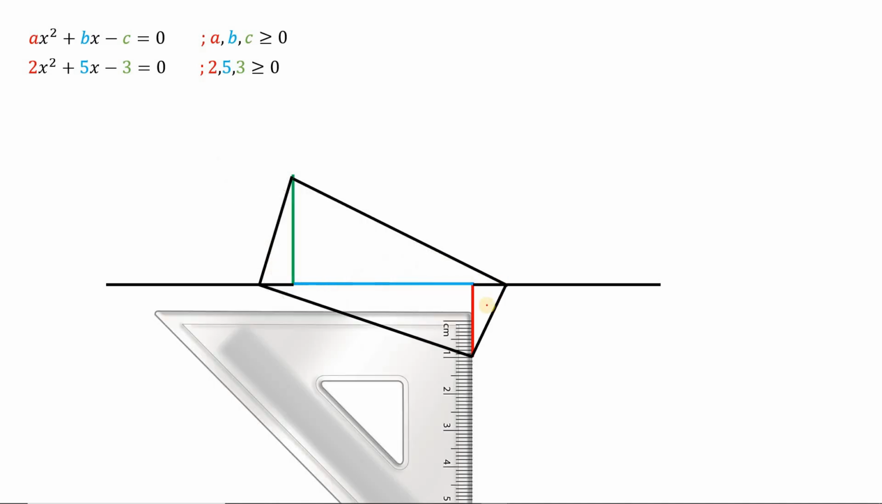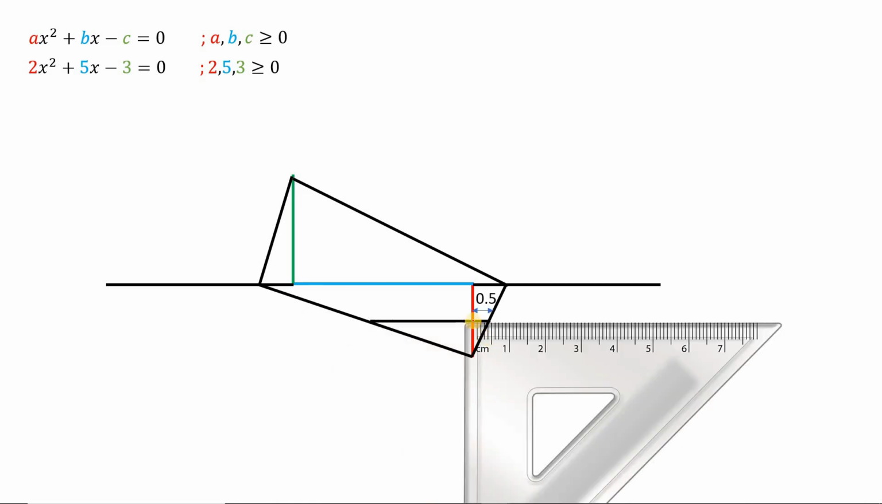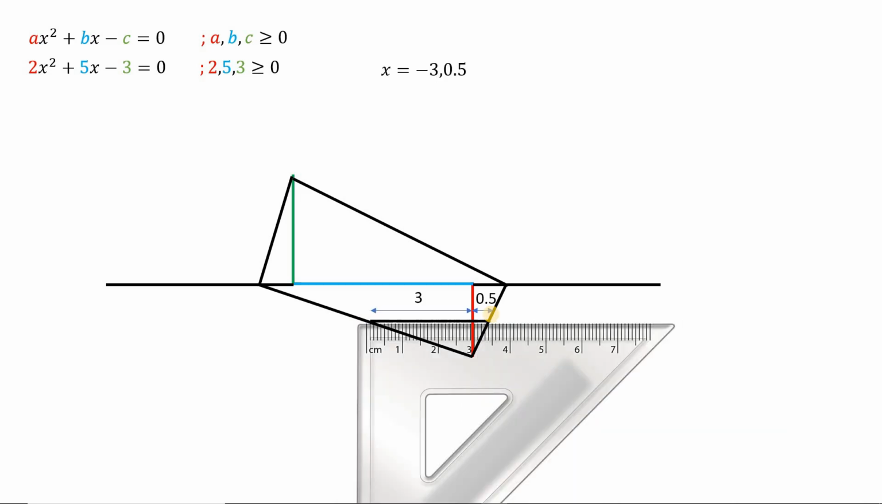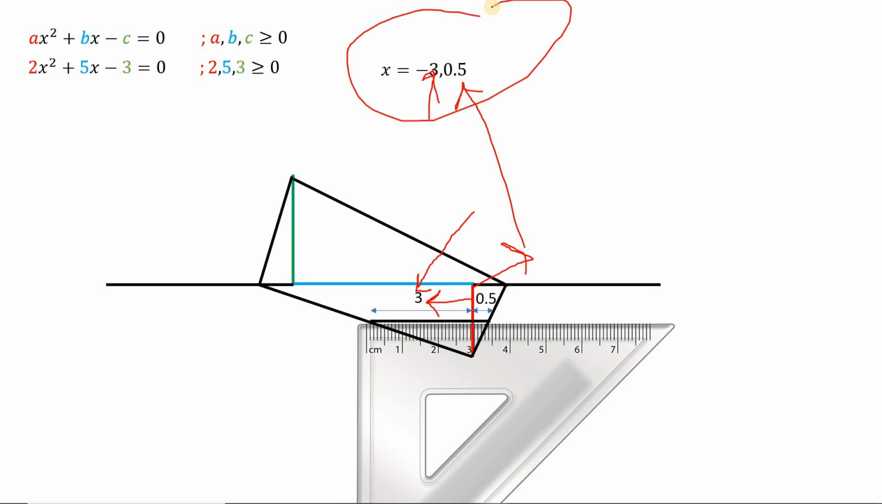Then we mark a point at a distance of 1 unit from the end of this red line. Then we draw a horizontal straight line like this. Then let's measure the two distances. This distance is 0.5 and this distance is 3 units. Now as you can see, this length of 3 is on the left side of this red line, hence it is negative, and this 0.5 is on the right side of this red line, hence it is positive. So these are the two solutions.